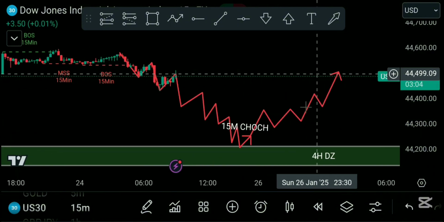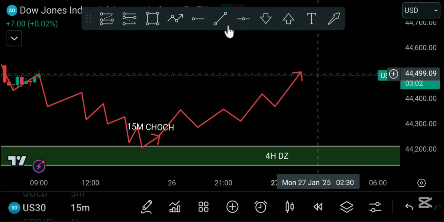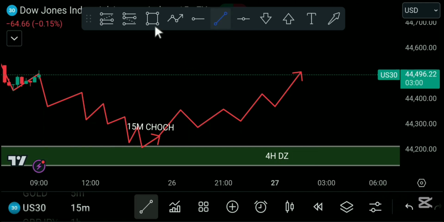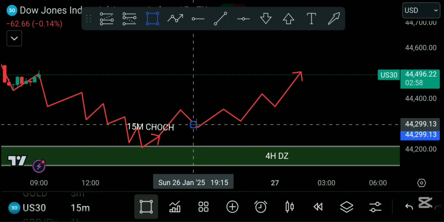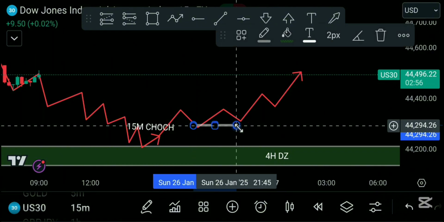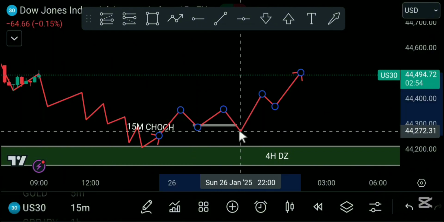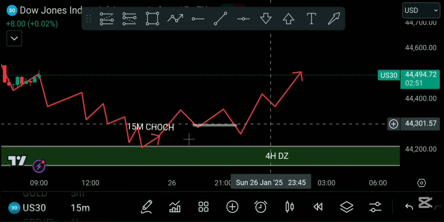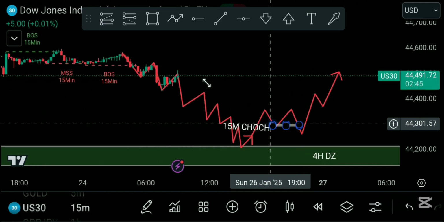Then mostly I'll look for my entry after I see my sweep of liquidity. Let's say I see something around this area, a sweep of liquidity around this area, and I see something go down like this, then I know okay, there's already a sweep of liquidity, and I should be looking for my buying opportunities. So guys, that's that.